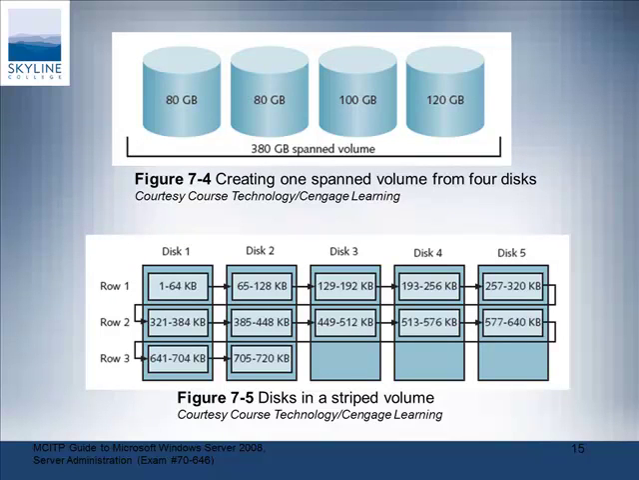Okay, here's your spanned volume, Andrew. This one has 80 and 80, 100 and 120, 380 gigabytes of storage space. When you span this, don't think about these as individual drives. This is now one gigantic drive letter. It's a 380 gigabyte H drive or G drive or whatever volume. And if one of these fails, even if we've only filled up 80 gig, and the 120 gig drive fails, everything's gone. Because it's formatted as a volume, it has to be able to find the end of it.